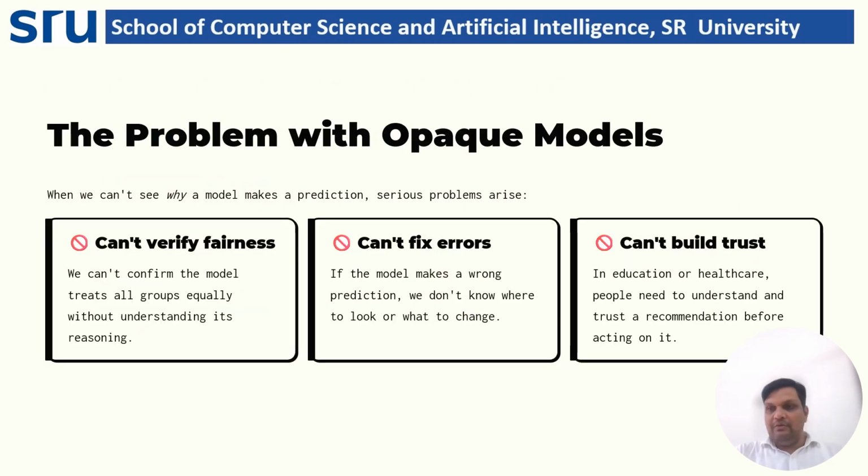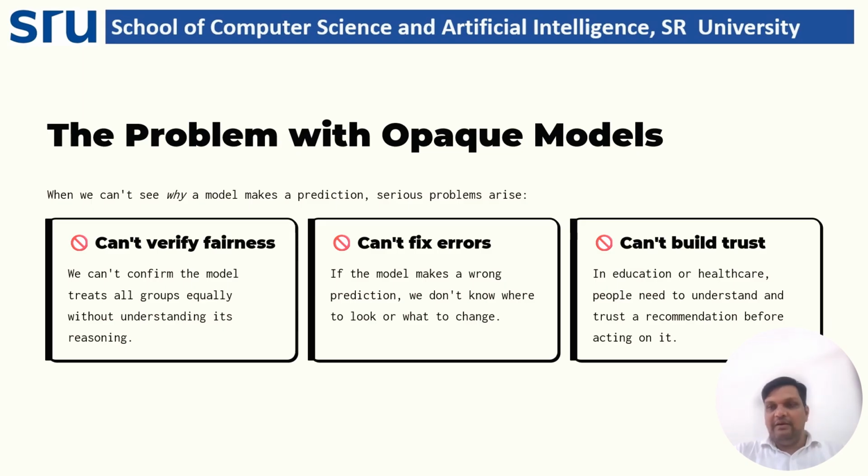The problem with opaque models. When we can't see why a model makes a prediction, serious problems arise. Can't verify fairness. We can't confirm the model treats all groups equally without understanding its reasoning. Can't fix errors. If a model makes wrong predictions, we don't know where to look or what to change. Can't build trust. In education or healthcare, people have to understand and trust a recommendation before acting on it.